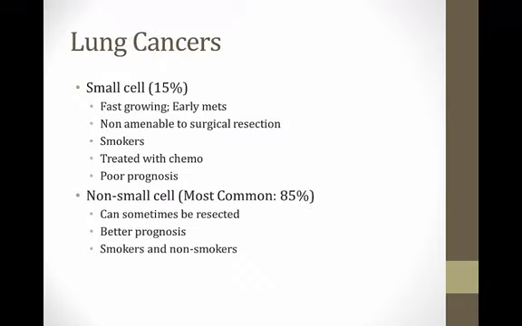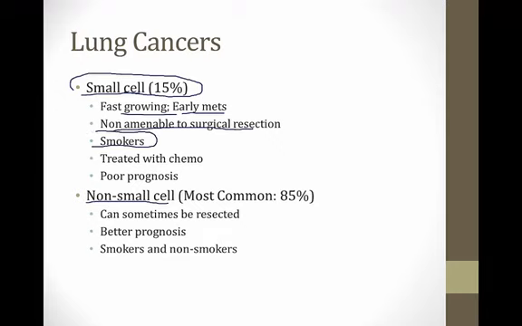So primary lung cancers are divided up into the small cell cancers and the non-small cell cancers. And the small cell are the more rare type, but they're the much worse type. You don't want to have a small cell cancer. These are fast growing and they have early mets. Because they grow so quickly and metastasize so quickly, they're usually not amenable to surgical resection. These occur in smokers and they're treated with chemotherapy, and they overall have a very poor prognosis.